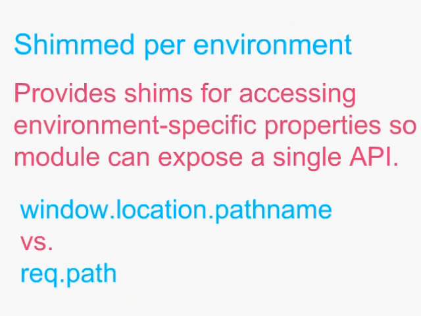So if you're writing a piece of code that's trying to be isomorphic but work in multiple environments, sometimes you need to shim that. You need to provide an abstraction so that you can expose the same API, whereas there's an underlying implementation difference between the environments.